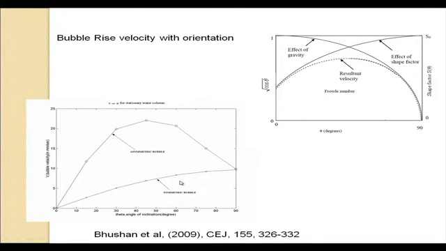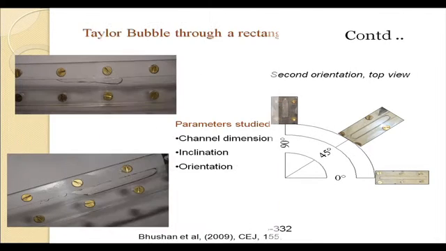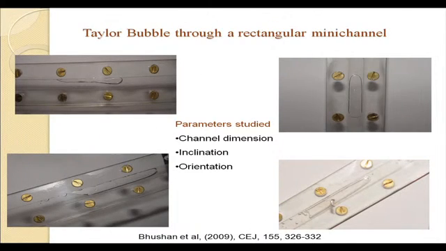Now, since this is something very unique only for a rectangular conduit, I thought that it's worth some discussion and we should be discussing it. And this particular slide shows you the Taylor bubble parameters as it shifts from the horizontal to the vertical orientation for the B type orientation.